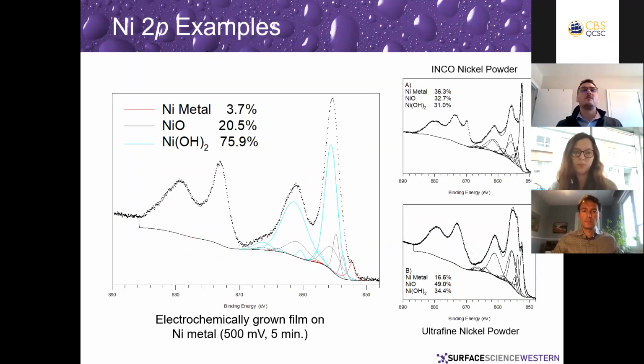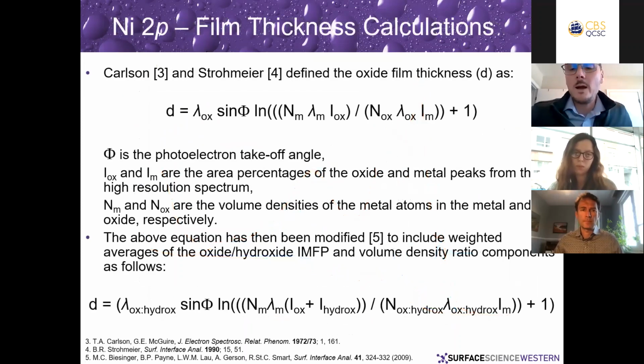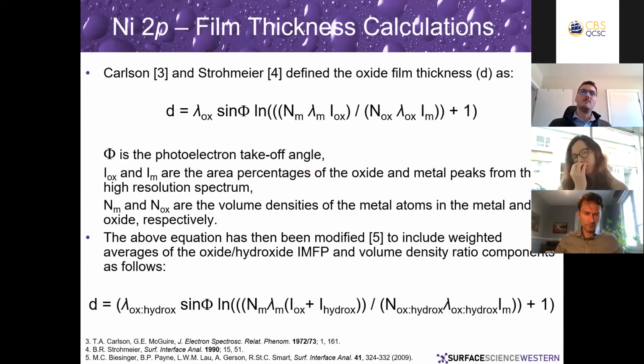And so once we've quantified, say, okay, we have so much nickel oxide, nickel hydroxide on a nickel metal surface, we can then say, okay, how thick is that oxide? There are equations out there, based on work from Carlson and Strohmeyer, where they factor in things like the inelastic mean free path, and you can figure out how thick your oxide layer is. But that's usually based on a single oxide species on top of the metal. So with the information we've gotten from these fitting procedures, we can use a weighted average. I can plug in the inelastic mean free path for nickel oxide as well as for nickel hydroxide, which are very different, figure out the weighted average of how much of each I have from my fitting procedures, and then get a little better quantification of the oxide thickness of these surfaces.